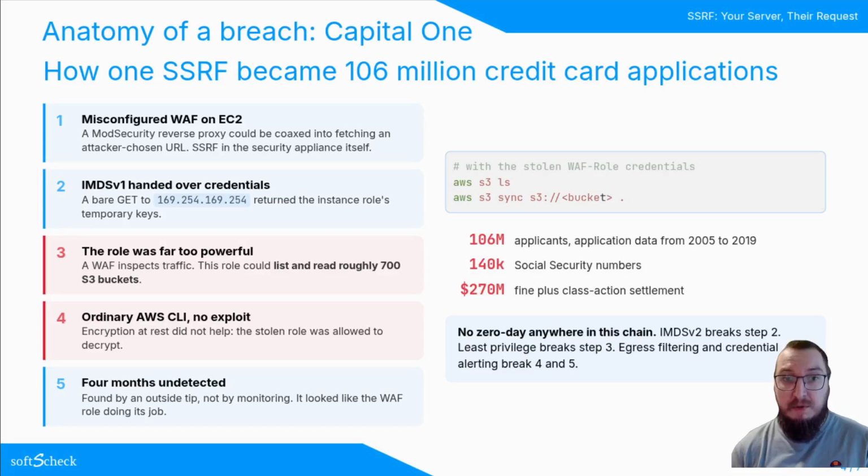A big problem in this one was that he got cloud credentials. The attacker got cloud credentials from the magic IP address, and the role he got the credentials for was very, very powerful, and he could read like 700 S3 buckets and also decrypt them. They were encrypted, but the role was so powerful that it could decrypt the data.